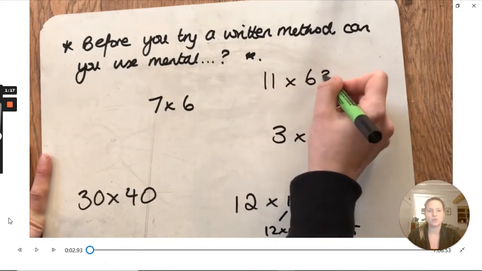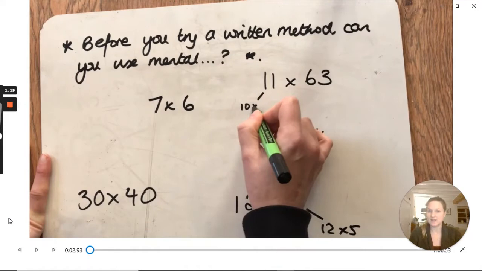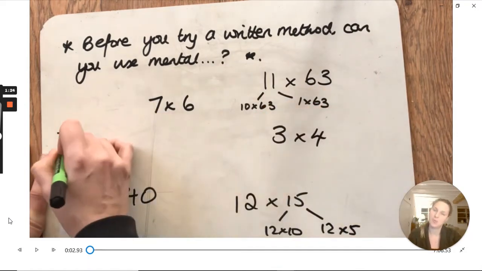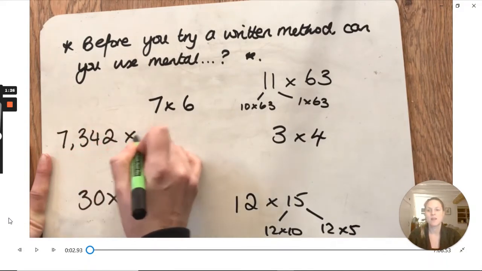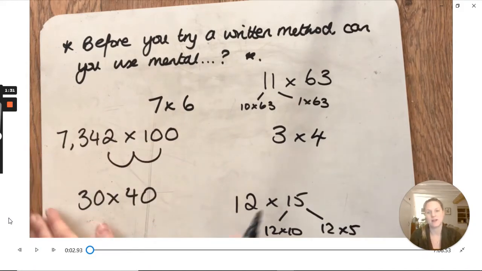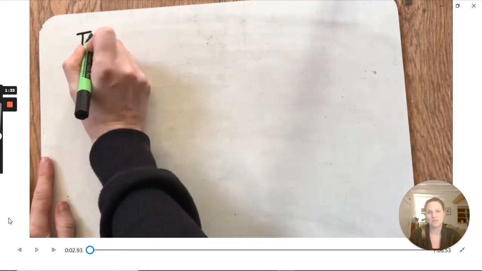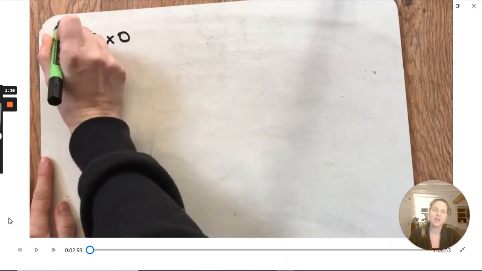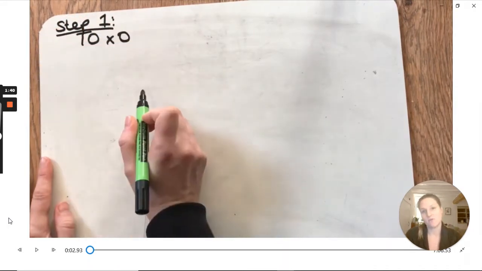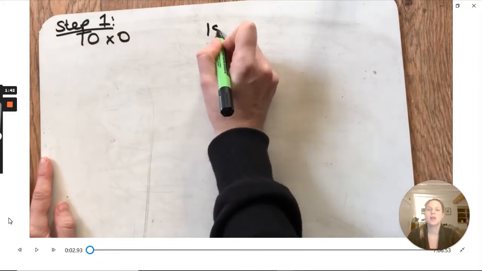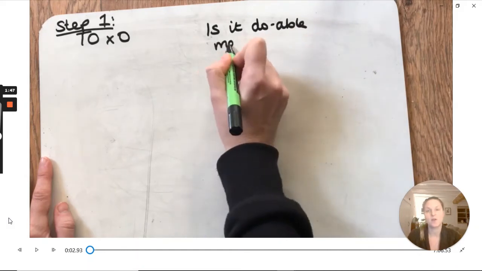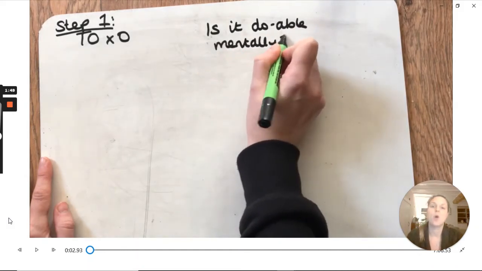We can also try partitioning in this example. We'll do 10 lots of 63 and 1 lot of 63, and then we put them back together to find our answer. And any number multiplied by 10 or 100 or 1,000, we use place value. So check that first. If none of those methods are going to help you out, then we'll look at a formal method of multiplication. And this solves any example where we want to do tens and ones times by ones. So any number multiplied by a one-digit number.